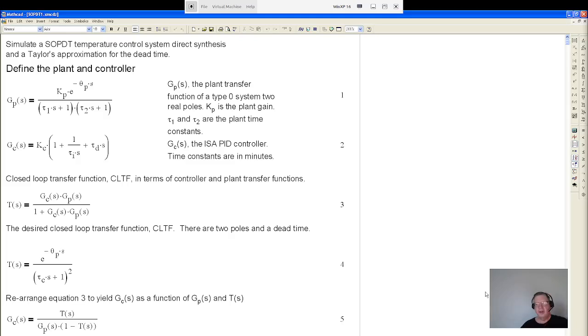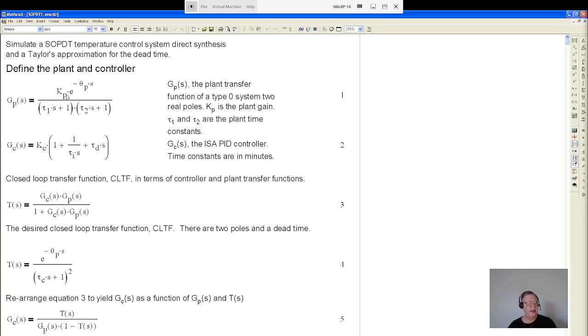Hello, this video is going to be about second order plus dead time temperature systems and how to calculate the symbolic formulas for the controller gains. To start out, we're going to look at the plant. I have a plant transfer function and the controller transfer function.